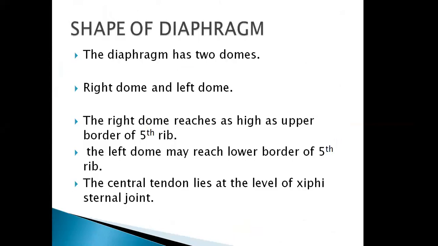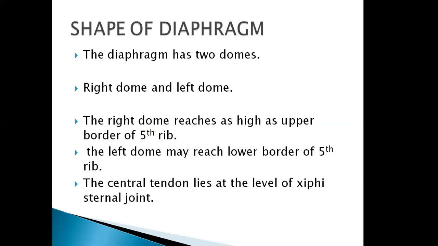Now this is very important for MCQs. The right dome of the diaphragm reaches as high as the upper border of the 5th rib. The left dome of the diaphragm reaches the lower border of the 5th rib. The central tendon lies at the level of the xiphisternal joint. The xiphisternal joint is the joint between the body of the sternum and the xiphoid process.